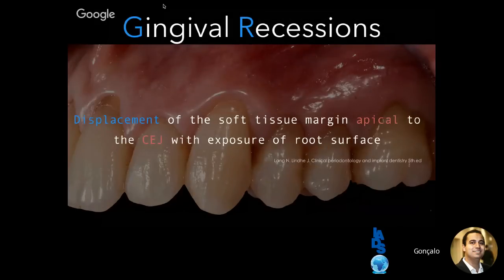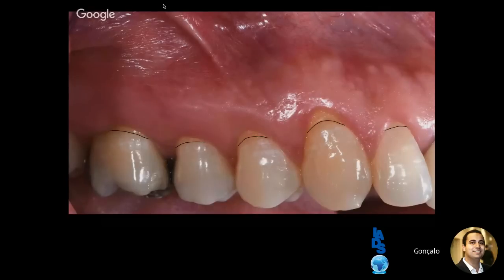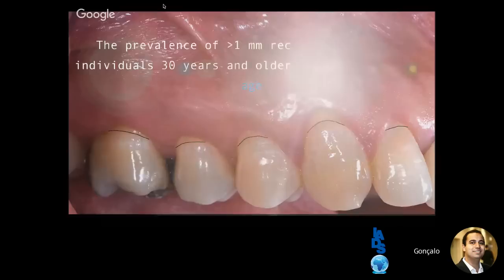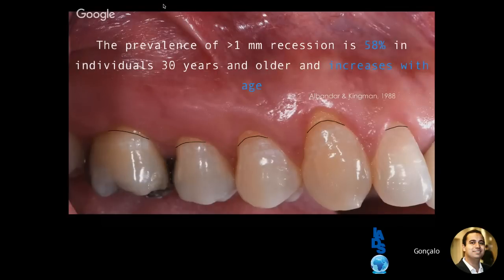Gingival recession, as many of you probably know, is the displacement of the soft tissue margin apical to the CEJ, with, of course, the exposure of the root surface. And this type of problem is actually very prevalent. You can see that according to Albandar, more than 1 millimeter of recession is found in 58% of individuals 30 years and older, and it increases with age. So you can see it's very prevalent.